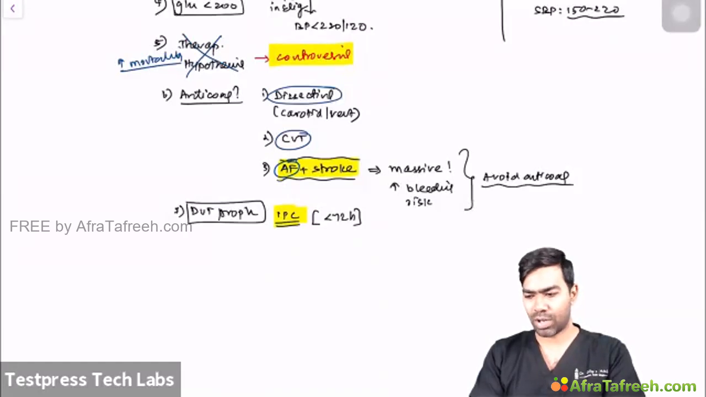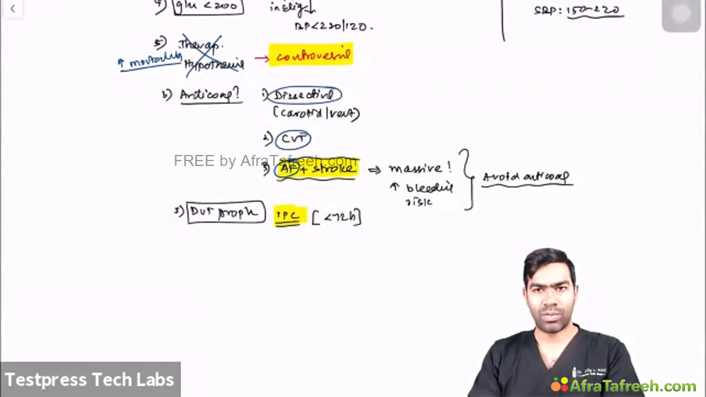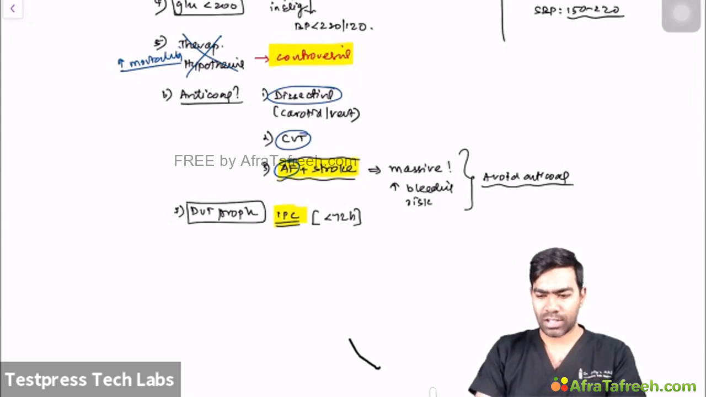If the AF is stopped, then you stop the anticoagulation after 3 weeks of cardioversion. That's why I told you, in a cardioembolic stroke, you give anticoagulants for the purpose of AF, not for the purpose of stroke. Which means the guideline on how long to give anticoagulation in a cardioembolic stroke is going to be the same as that of the atrial fibrillation guideline. So IPCs, intermittent pneumatic compression, are considered to be the best.